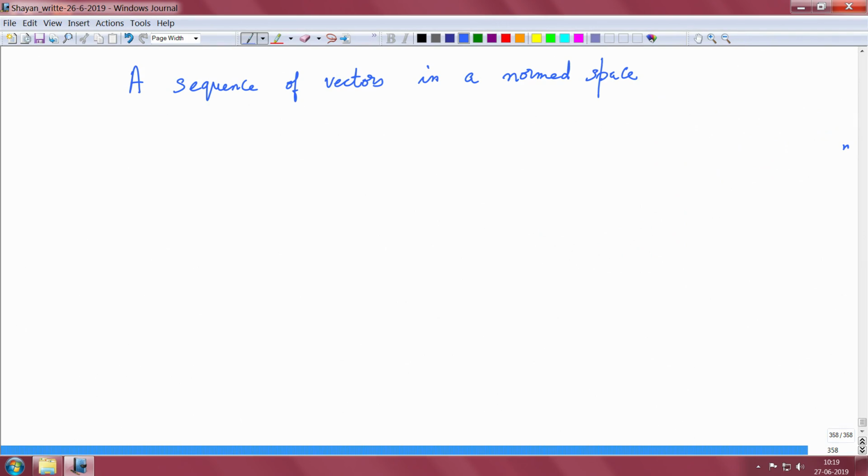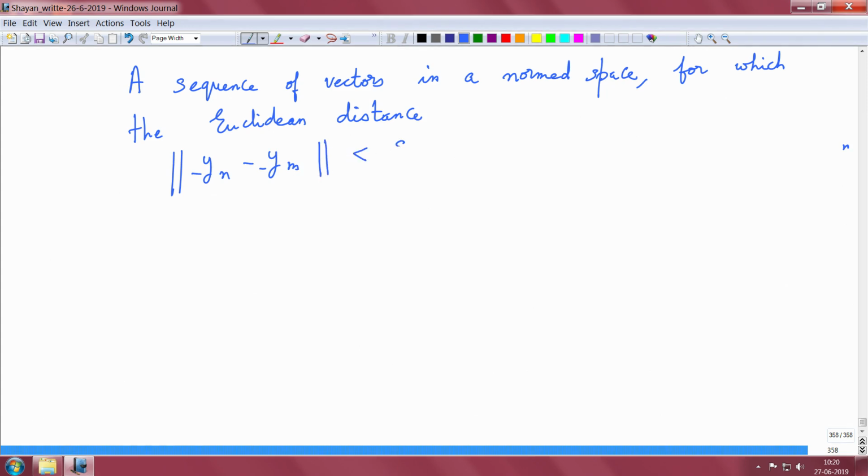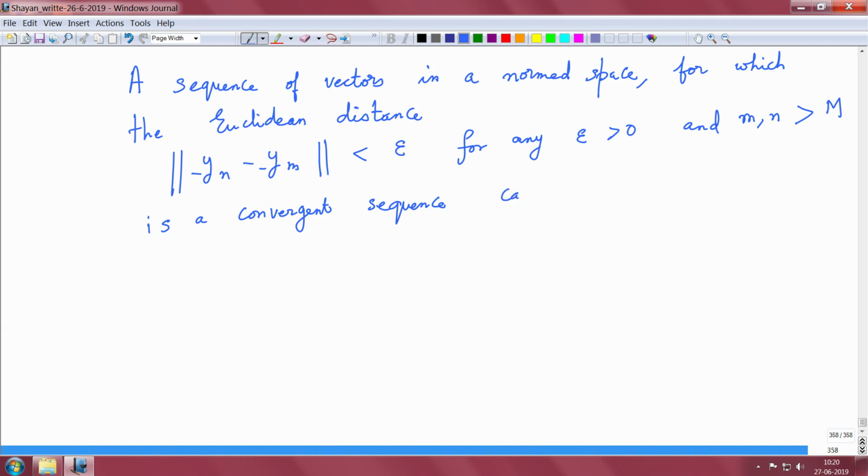A sequence of vectors in a normed space for which the Euclidean distance, norm yn minus ym, is less than epsilon for any epsilon greater than 0 and integers m comma n that are greater than some value capital M, is a convergent sequence called the Cauchy sequence.